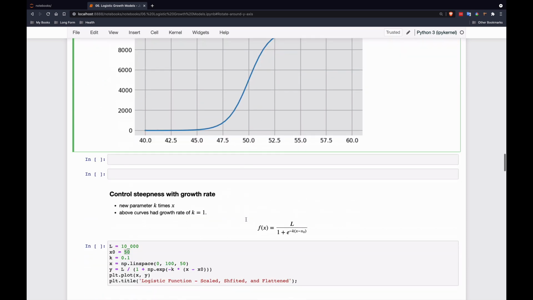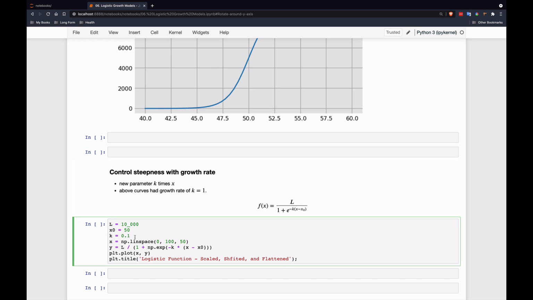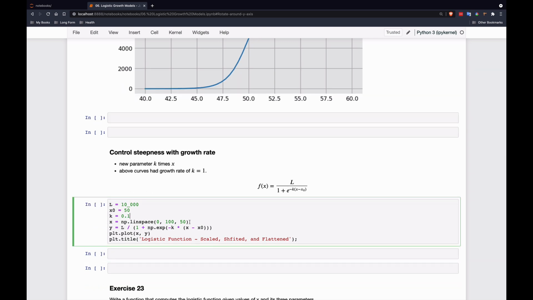So we need to add a new parameter here, and this is another common algebraic transformation maneuver, which is just to multiply x by some number. If it's a fraction, less than 1, then it will flatten the curve. If it's greater than 1, then it will make it even steeper. So we just added a new parameter here, k. In this instance, we're going to make k equal to 0.1, which will make it quite a bit flatter. We're also going to make our x go from 0 to 100 instead of just 40 to 60.